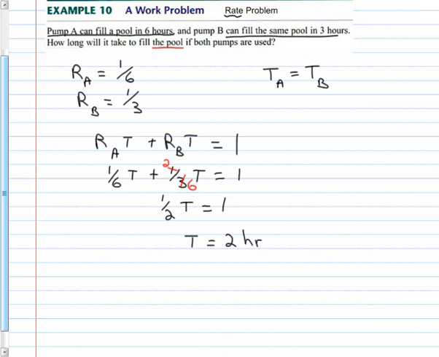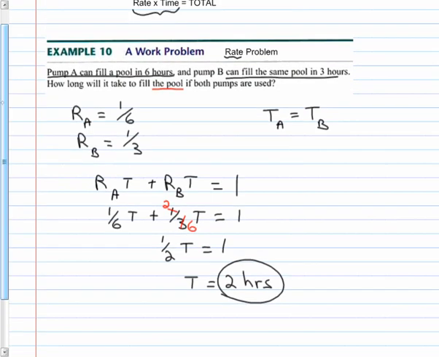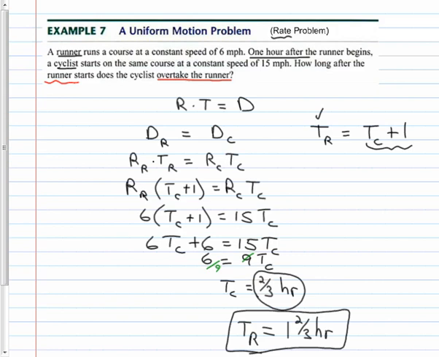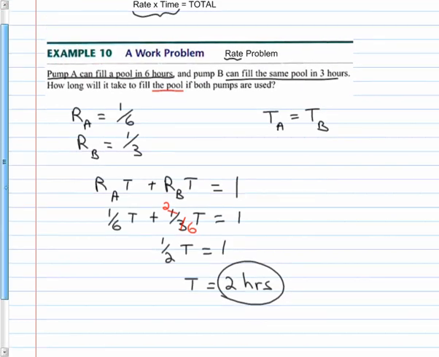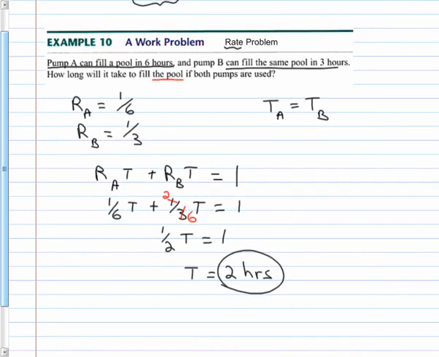Two hours. That's how long it's going to take you to fill that one pool, both pumps running. So this one is also simply a rate problem, where rate times time equals something. Now let me back up here. This was a rate problem. We had to figure out that their distances were the same here. Here we had to figure out that they both are doing a task together, and when they're done, we know what the total is. The total is 1 pool.